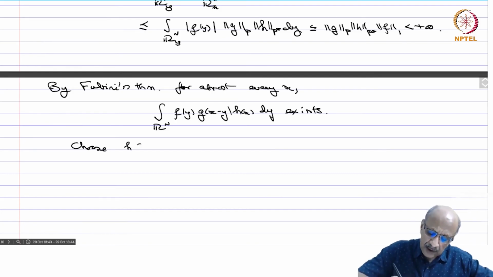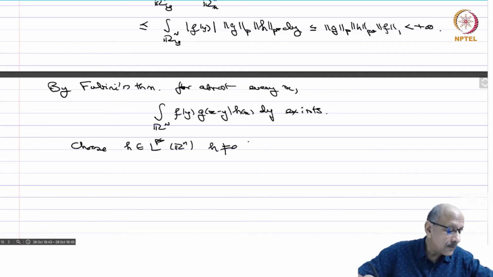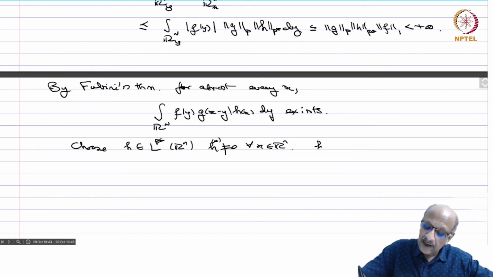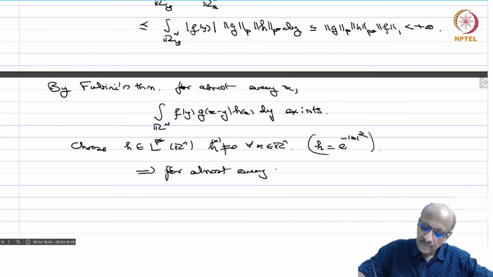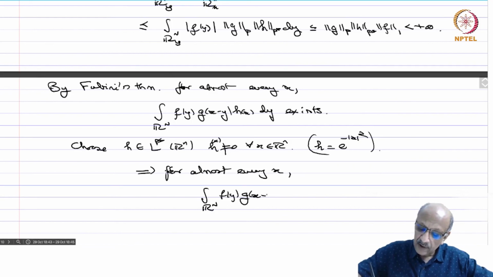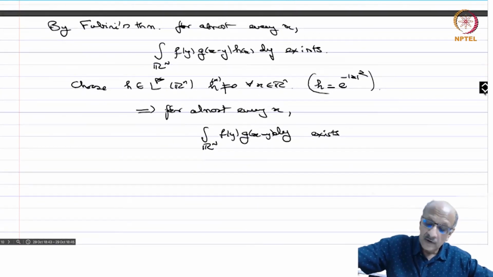Now you choose h of x in Lp star of Rn such that h of x is not equal to 0 for all x in Rn. For instance, you can take h equal to e power minus mod x squared. So this is, for instance, a function which will never vanish. It's in all the Lp spaces, and therefore you can choose this. So then you can divide by h of x, and therefore this implies for almost every x that the integral over Rn of f of y g of x minus y dy exists. So that mapping is well defined, and therefore the convolution is also well defined.